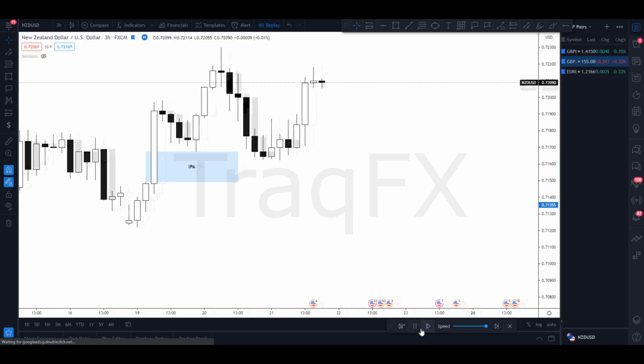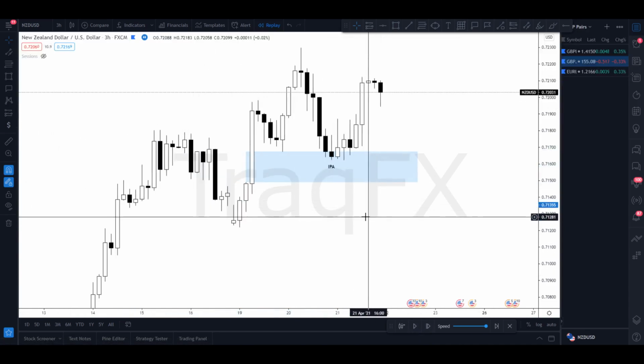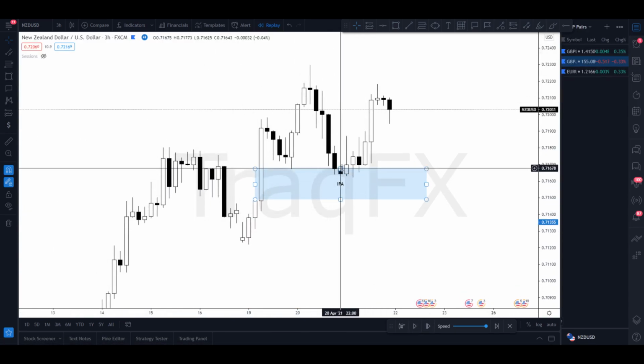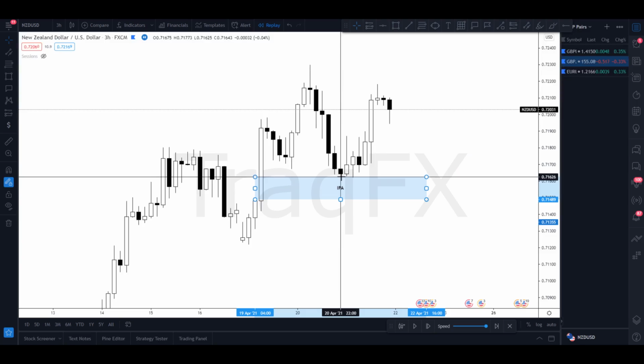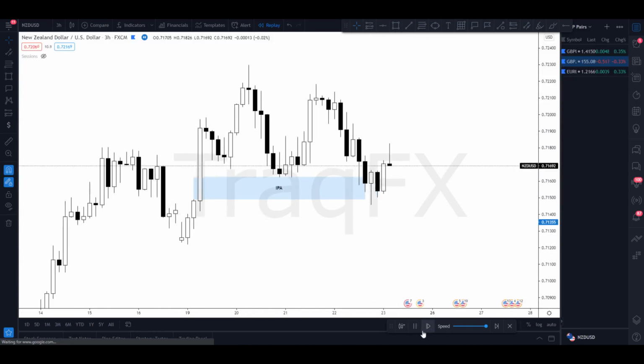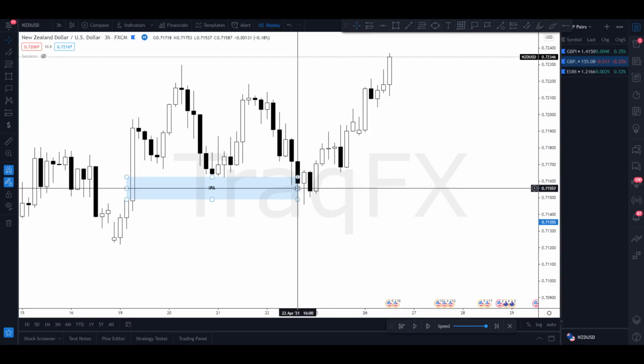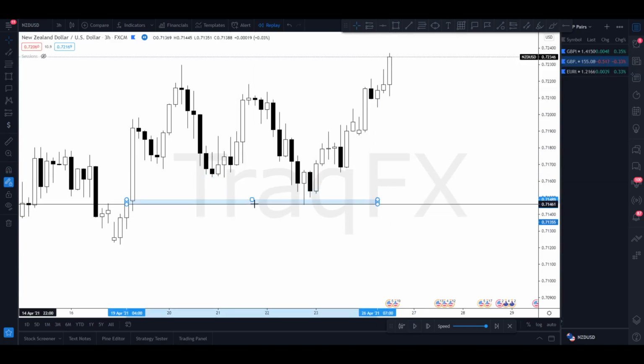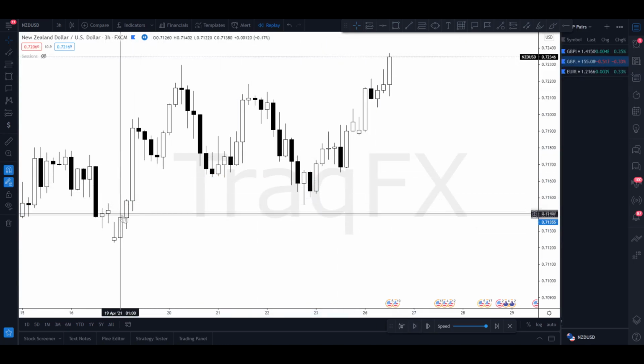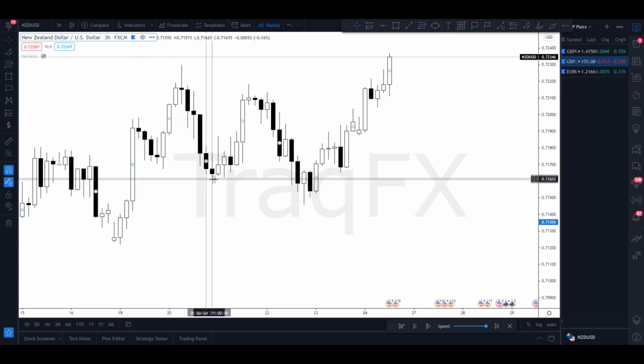So let's see what ends up the price doing. So we come back in and we test it a little bit. So we mitigate a little bit of imbalance, but we still have a lot more left. We have this wick to this wick now. And then finally we fully refined it. We fully took out the imbalance to the point where there's no more imbalance. The market tested this big expansion move back up.